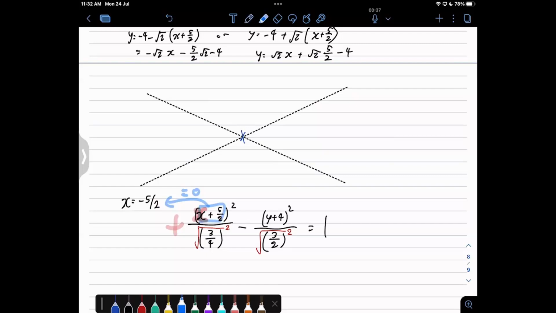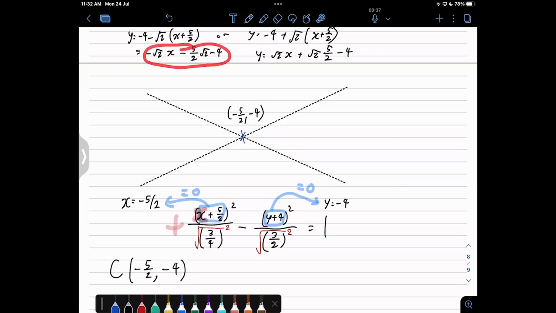Then this other guy, y plus 4, you equate to 0. You end up with y equal to negative 4. This point must be negative 5 over 2, comma, negative 4. This is what we call the center of the hyperbola. So the hyperbola doesn't pass through the center. It's just surrounding it.